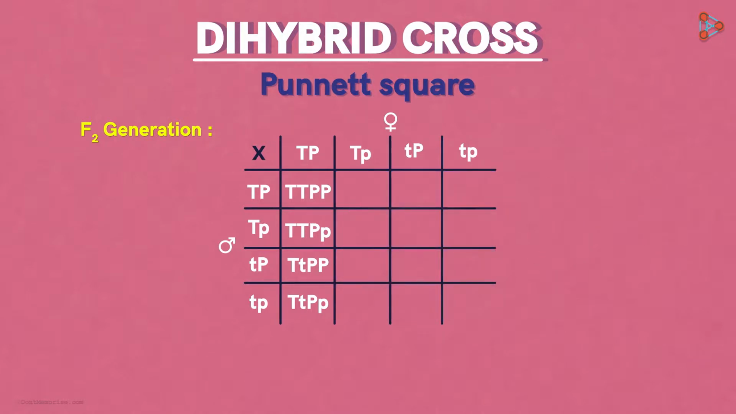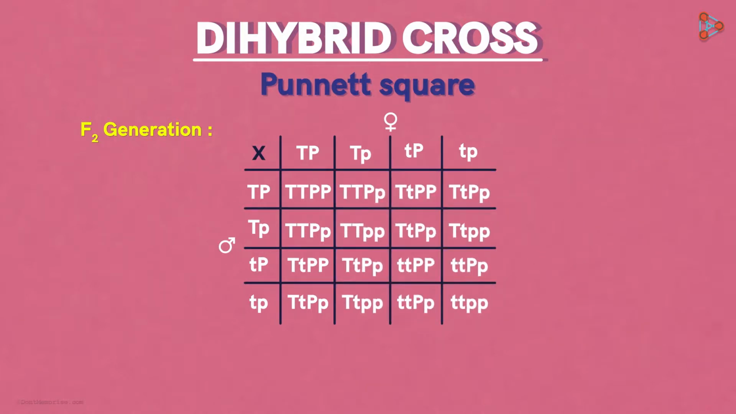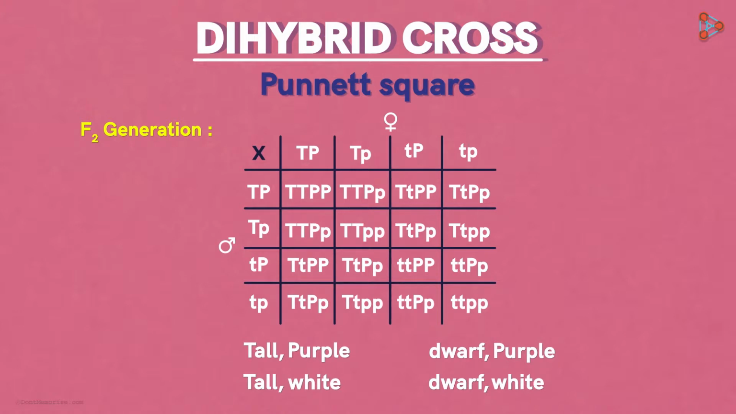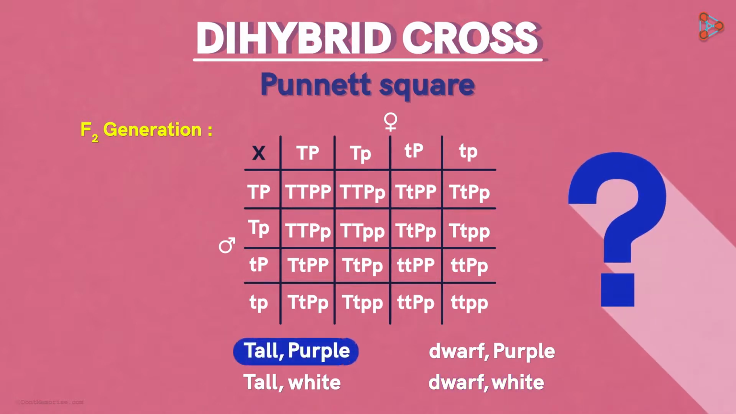On similar lines, these are the results that we obtain in the other slots. Take a moment to go through all of these. Let's count the different combinations now. These are the 4 different possible combinations: tall with purple flowered plants, tall with white flowered plants, dwarf with purple flowered plants, and dwarf with white flowered plants. Now, can you count the number of plants that are tall and with purple flowers?